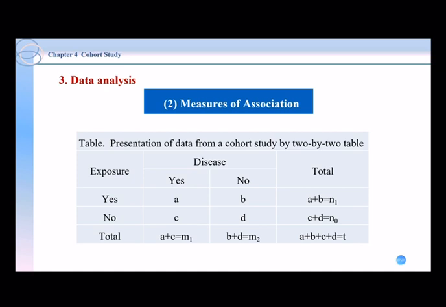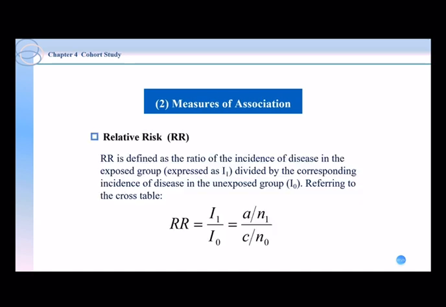And during the data analysis, we usually use some indicators to calculate the association. For example, we can use this relative risk. So relative risk is one of the most important or most frequently used indicators in the cohort study.